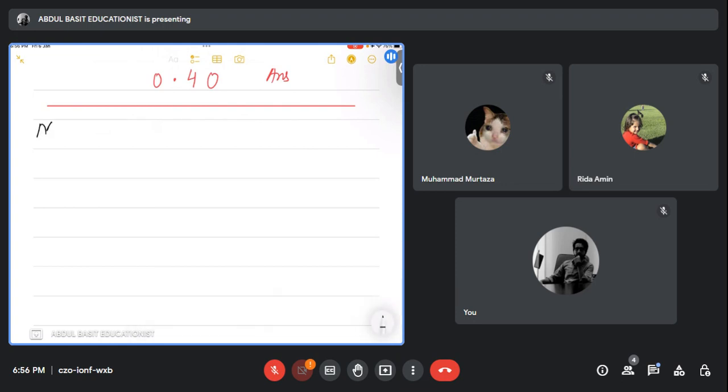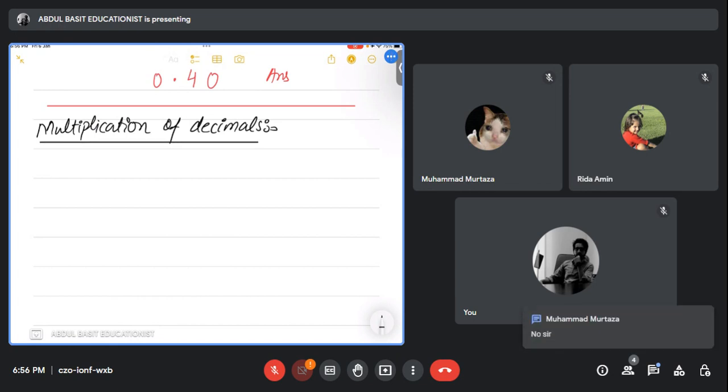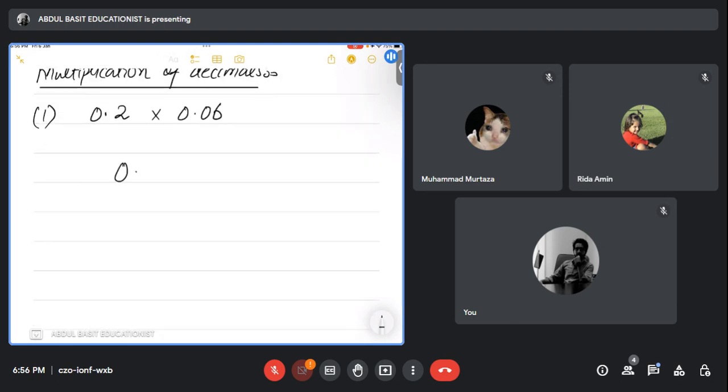So next we have multiplication of decimals. How do we multiply decimals? So the first part is 0.2 multiplied with 0.06. You have to multiply these two. Just write them like 0.06 multiplied with 0.2.